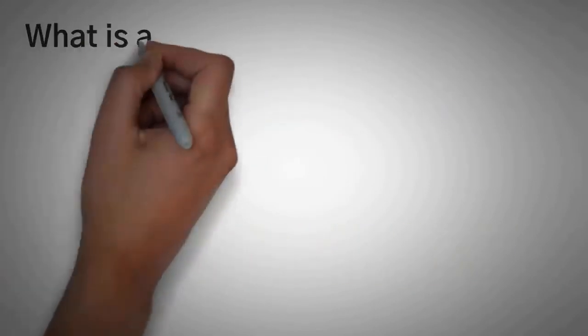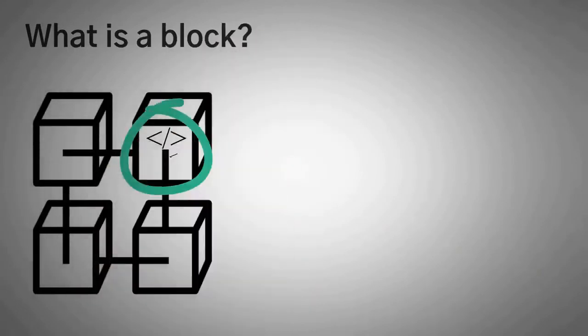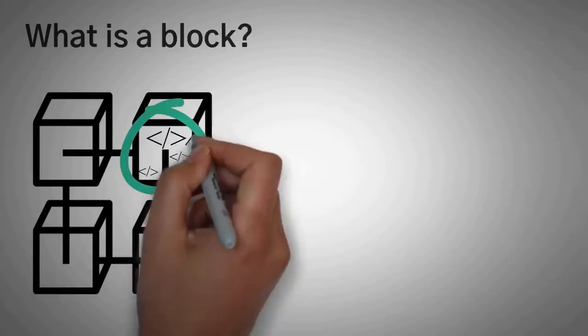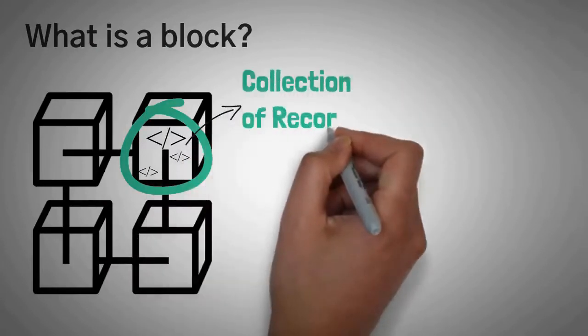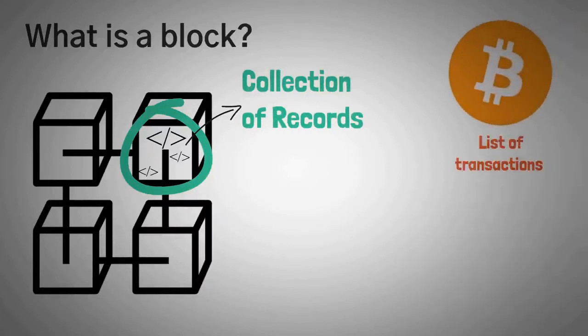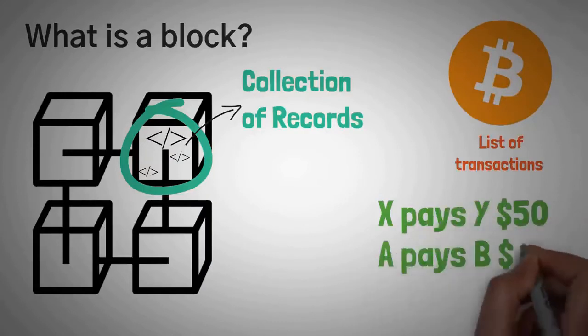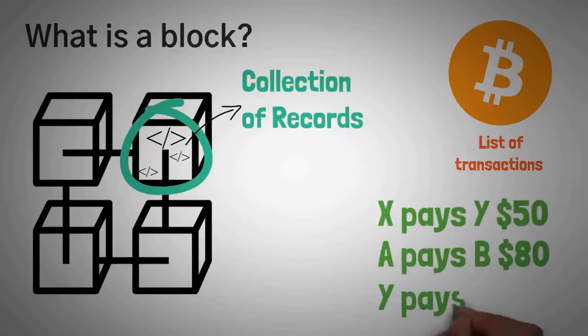What is a block? In terms of cryptocurrency, a block is just a bunch of data. In fact, the data could be almost anything, but usually it's just a collection of records. For the numero uno crypto, Bitcoin, this data is literally just a list of transactions. For example, it might look like this: X pays Y $50, A pays B $80, and Y pays H $15.